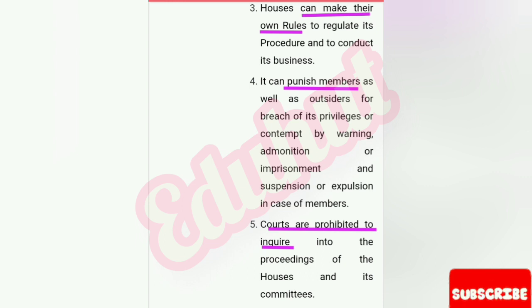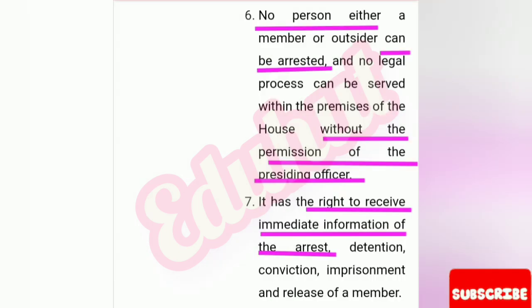It can punish members as well as outsiders for the breach of its privileges or contempt by warning, admonition, or imprisonment, and suspension or expulsion in the case of the members. Courts are prohibited from inquiring into the proceedings of the houses and their committees. No person, either a member or an outsider, can be arrested and no legal process can be served within the premises of the house without the permission of the presiding officer. It has the right to receive immediate information of the arrest, detention, conviction, imprisonment, and release of a member.